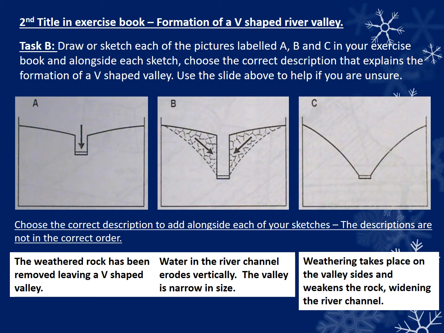There are two activities for you to do now then. So the first one is to have a go at drawing or sketching the three pictures that you can see on the slide. They're not particularly complicated, they're just basic ways of showing you how a V-shaped valley is made, so a river valley. So you need to copy out those three diagrams into your books or onto paper. And then you need to match up the right box of description from underneath it, please.